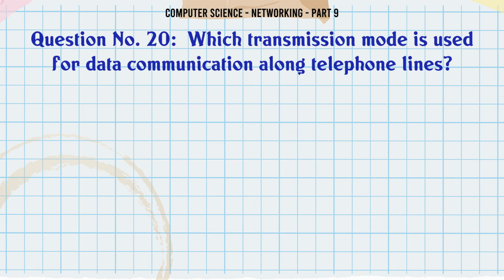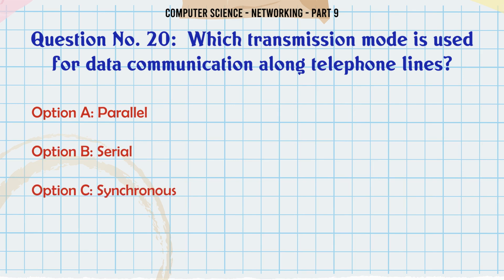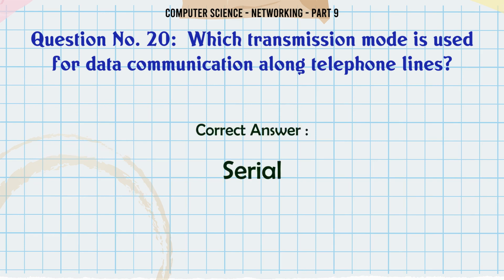Which transmission mode is used for data communication along telephone lines? A. Parallel. B. Serial. C. Synchronous. D. Asynchronous. The correct answer is serial.